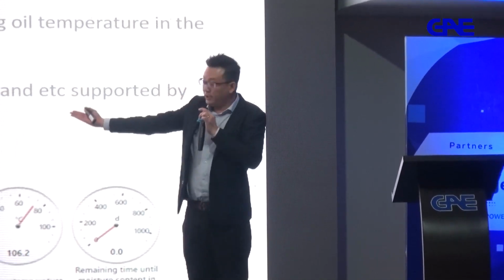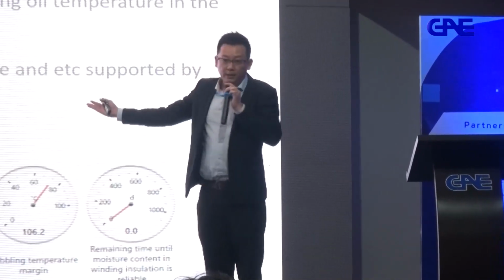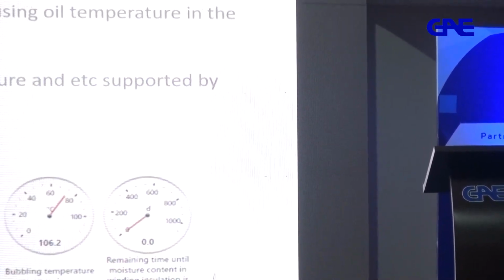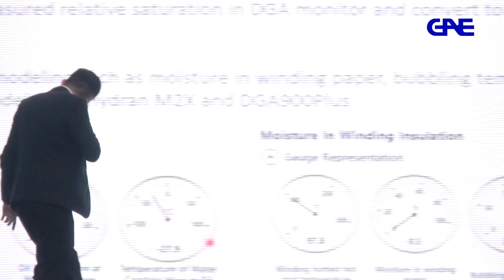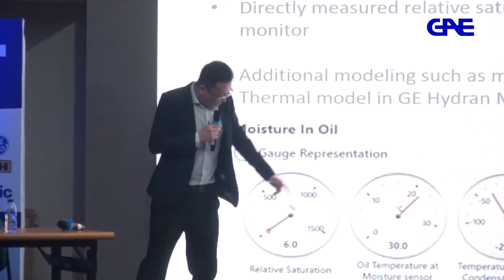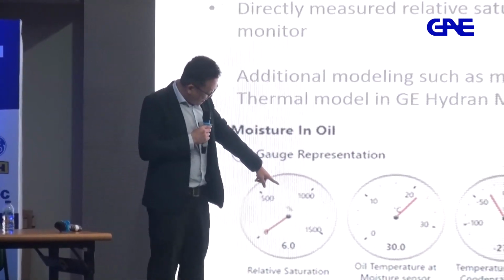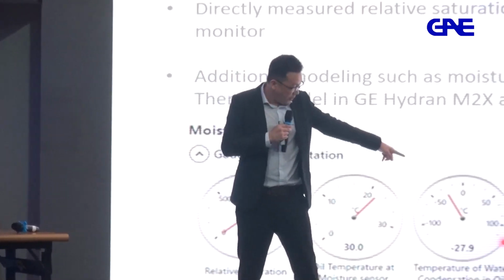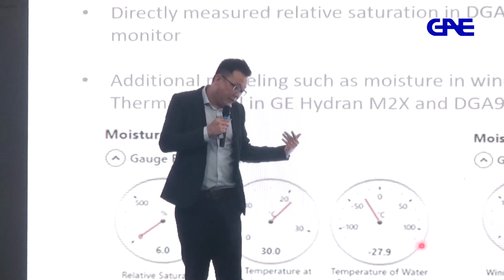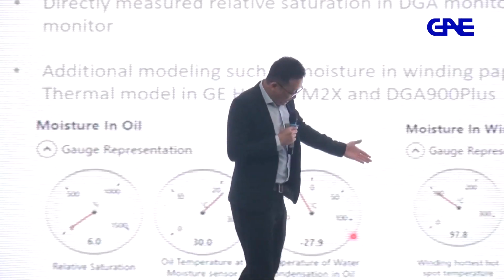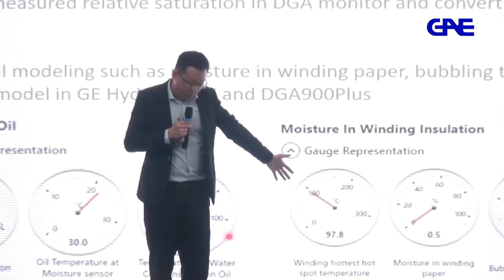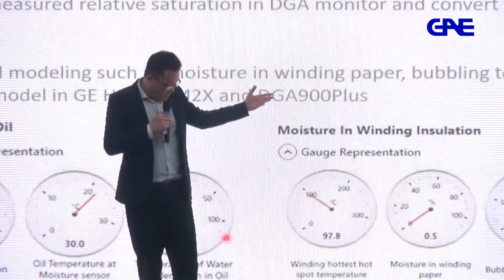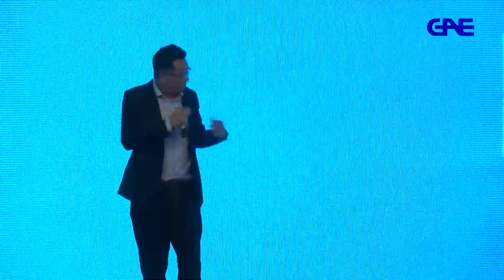Like the GE Hydran M2X, followed by the DGA 900 plus. Here, for moisture in oil, you can see I have the relative saturation, then the oil temperature, then the moisture sensor, then temperature of water concentration in oil. When you talk about additional modeling, you'll see the winding hotspot, the hottest hotspot temperature indicated. All this is what we have to show.